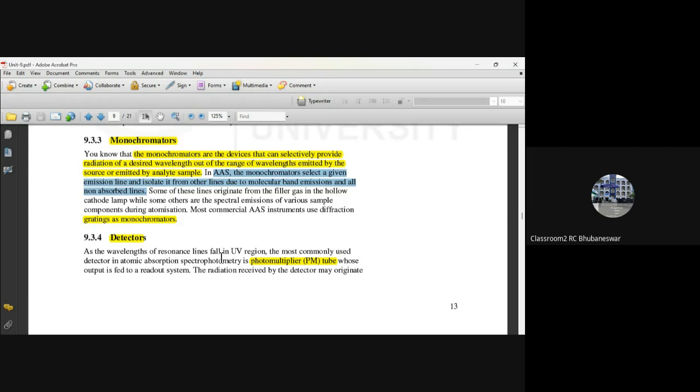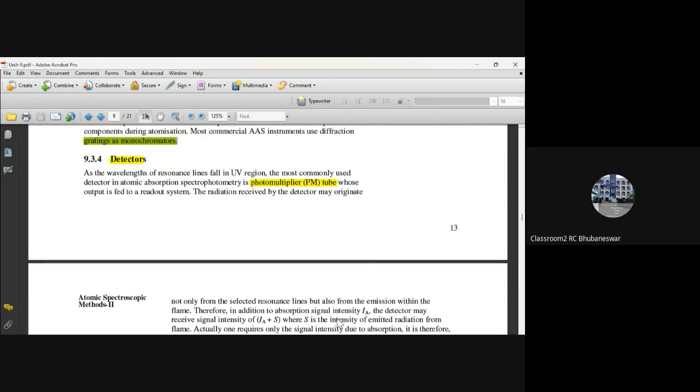And one more thing I want to tell you. While seeing the monochromator, don't think the monochromator is the same for all techniques. No, it varies from technique to technique. There are various things about monochromators also. But for the time being, you must know there is a monochromator which will provide you the selective radiation. Most commercial AAS instruments have grating monochromators. Grating monochromators converge the radiation falling on them and give an intense monochromatic radiation. That is the best way.